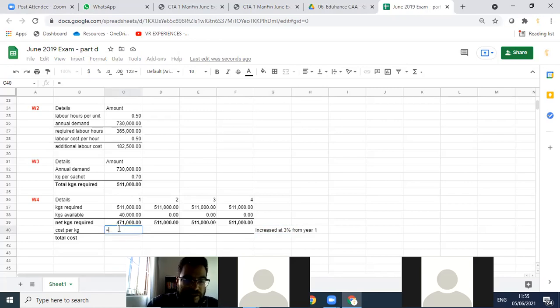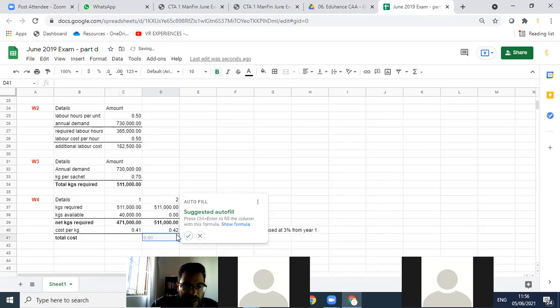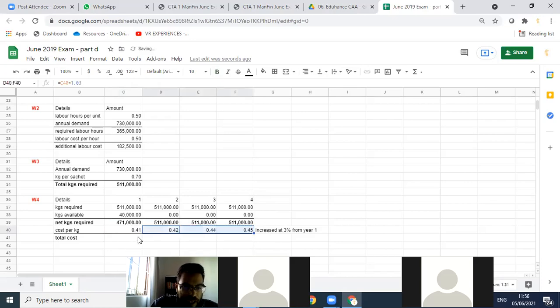So it is 0.4 multiplied by 1.03. So that is the cost. And then each year we say that multiplied by 1.03, so each year is going to increase. Okay, so now I can work out my costs.